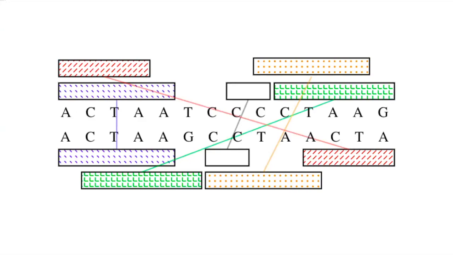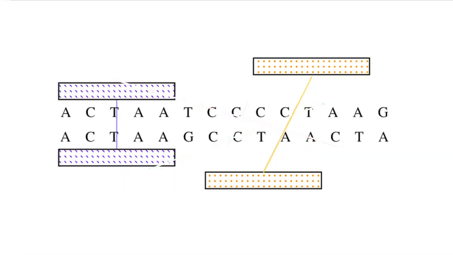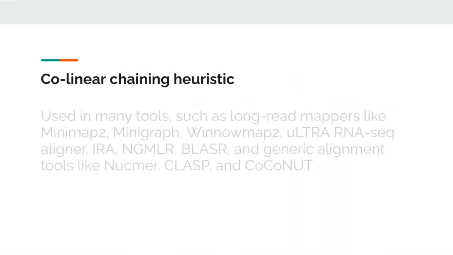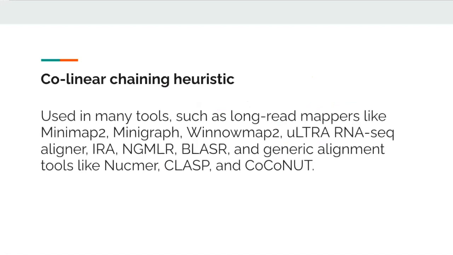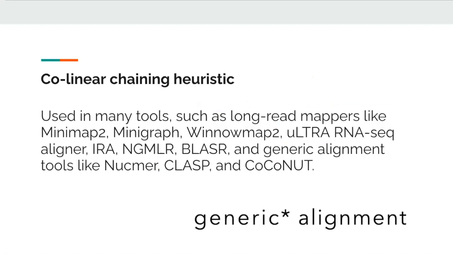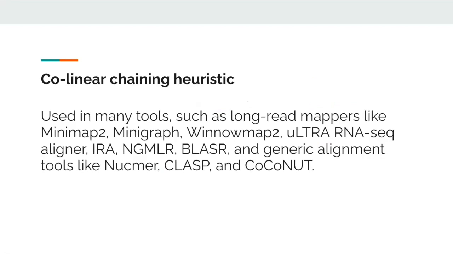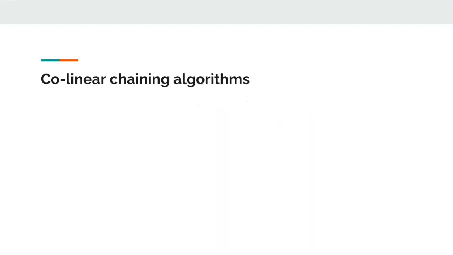Here's an illustration of a collection of anchors representing exact matches, shown as rectangles. Now the aim is to find an optimal subset of these anchors subject to some cost function. One possible example is given here with these two anchors. Techniques like this are used for long-read mappers like minimap2, minigraph, or winnowmap2, and also for genome alignment tools like Nucmer, Clasp, and Coconut.